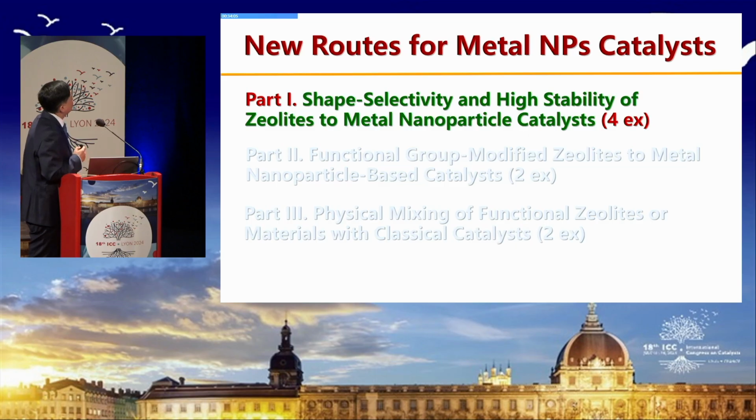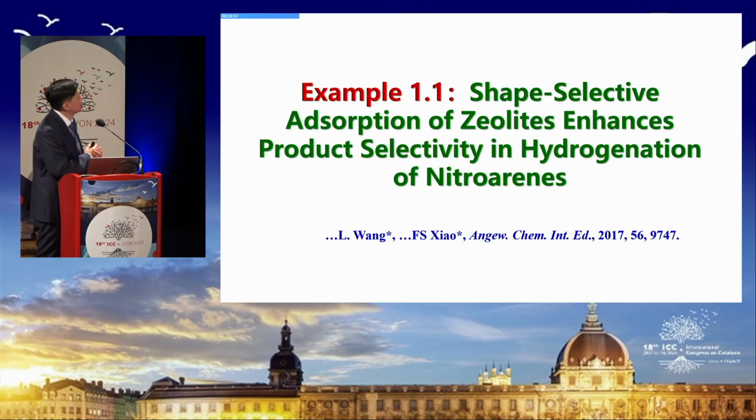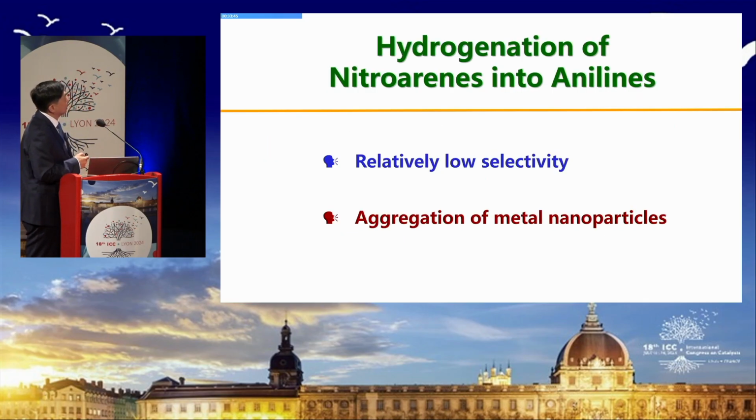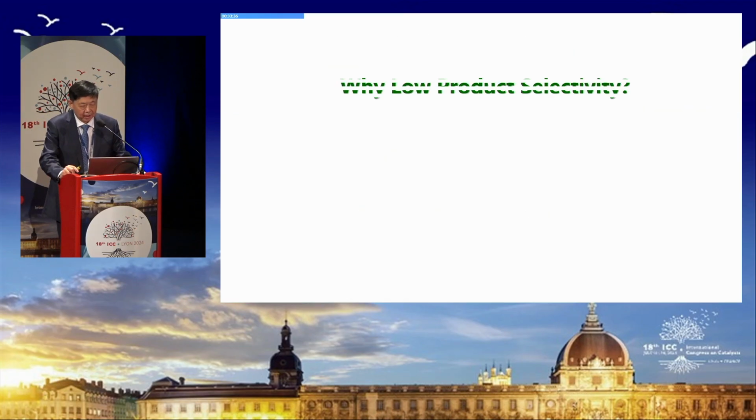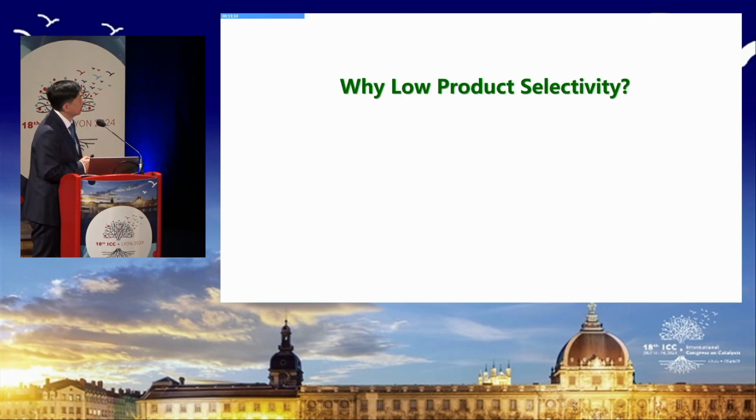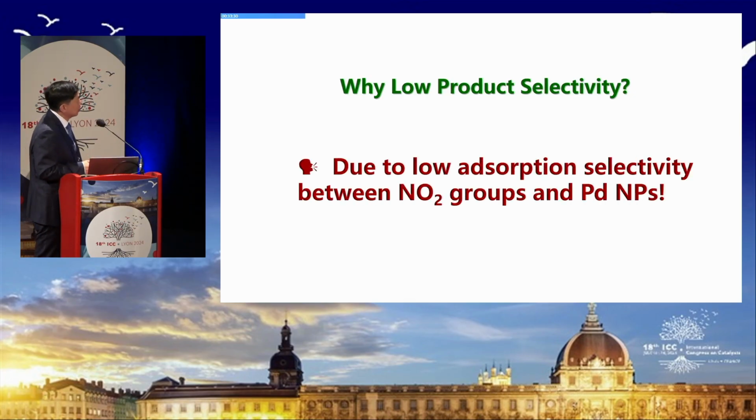First I show you part 1, shape selectivity and high stability of the zeolite framework to give metal nanoparticle catalysts. The first example shows that shape-selective adsorption of zeolite enhances the product selectivity in hydrogenation of nitroarenes. The problems in this hydrogenation are low selectivity and aggregation of nanoparticles. Why is the product selectivity low? It is due to the low adsorption selectivity between the nitro group and palladium nanoparticles.